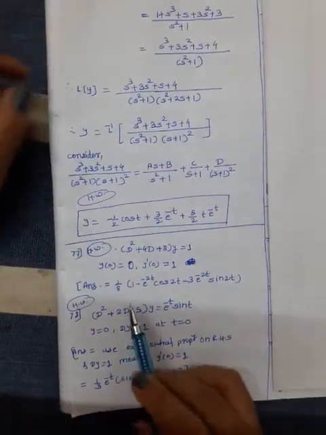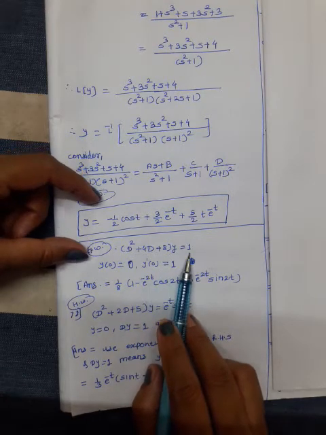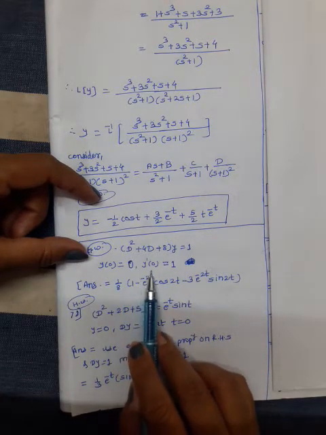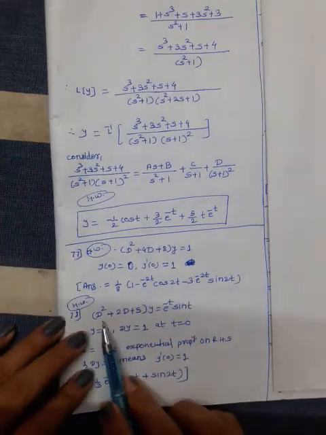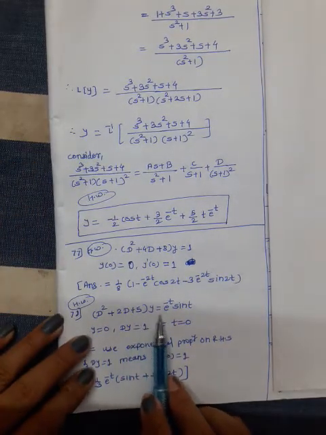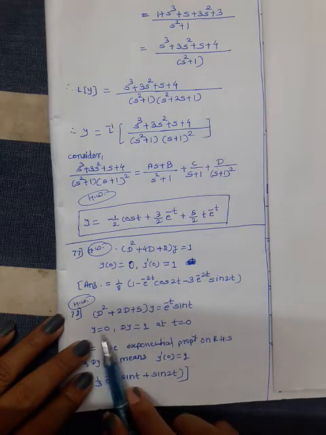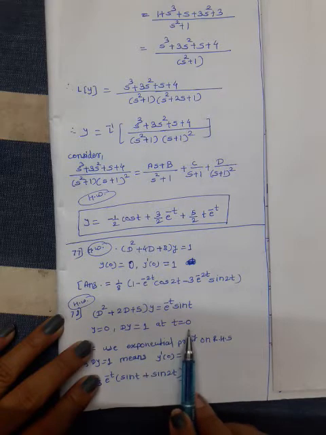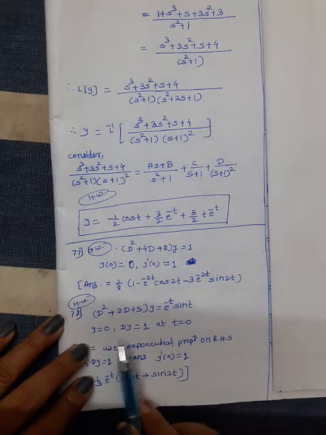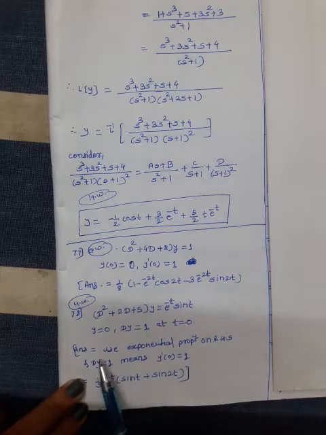Now here are some more homework for you. D square plus 4D plus 8 into y is equal to 1. y of 0 is equal to 0. y dash of 0 is equal to 1. Answer is this. Second, D square plus 2D plus 5 into y is equal to e raised to minus t sin t. y of 0 is equal to 0. Dy means y dash, the first derivative of y, that is y dash is equal to 1 at t is equal to 0, means y of 0 is equal to 0, y dash of 0 is equal to 1. Okay, answer is this.